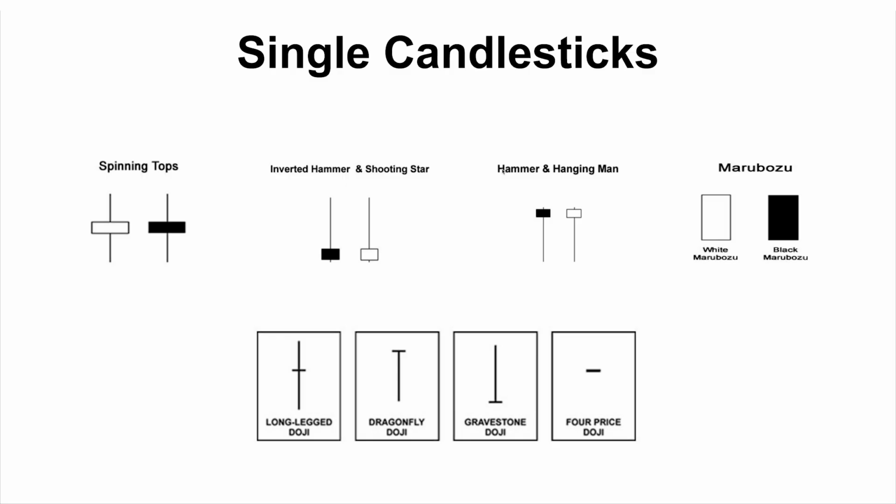The same goes for the hammer and the hanging man. We have a long lower wick and a small body. This is suggesting that buyers are in control. And just like the inverted hammer and the shooting star, this is going to be dependent on where it is in the trend. But we'll get into that later as we go over candlestick formations.